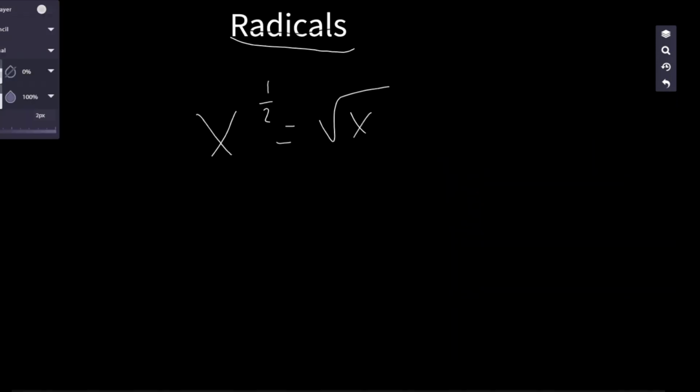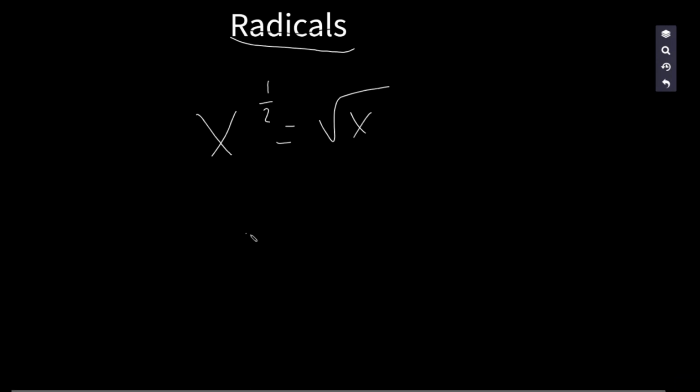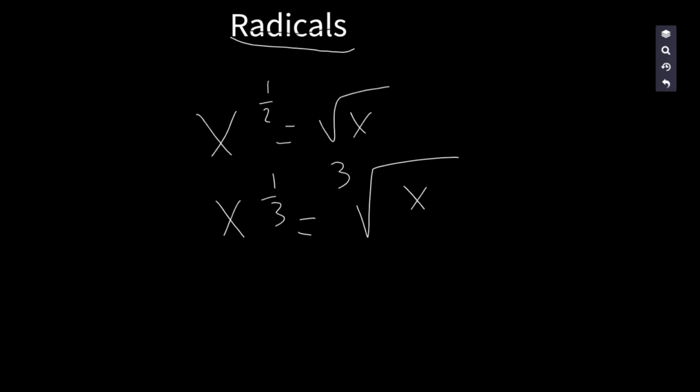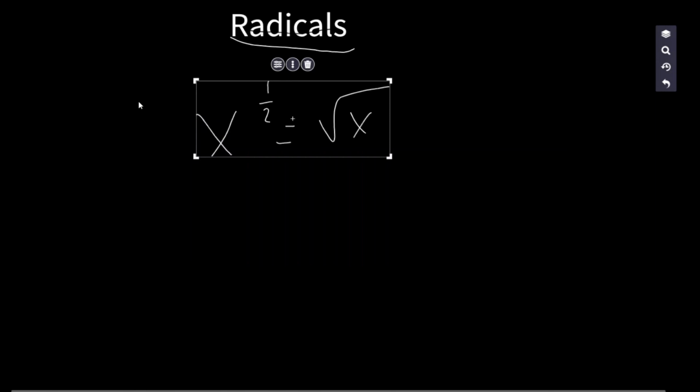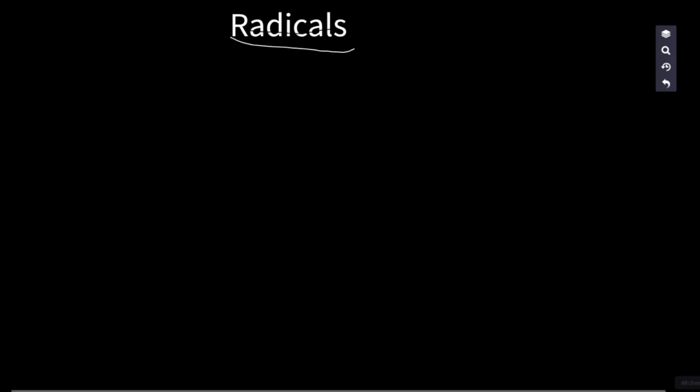Okay. And again, this is not just square roots. If we have something like x to the 1/3, by the same pattern we used before, that's the cube root of x. x to the 1/4 is the fourth root of x, and so on. Okay, so now we know there are exponent properties, and we know that exponents are radicals. So therefore, we can use the exponent properties for radicals.